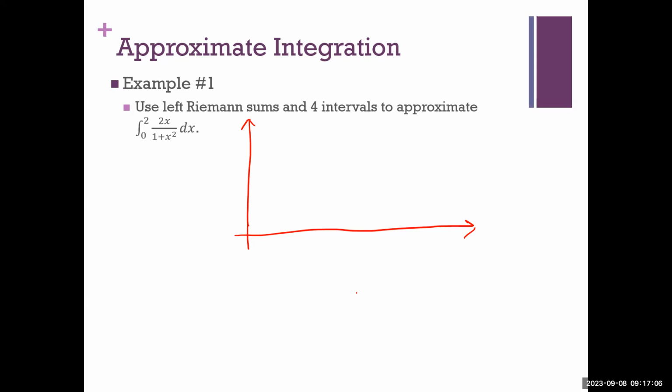So if I want to use four subintervals over this larger interval, where are those boundary lines going to be? 0 to 2 is the larger interval, right? The full interval I'm trying to integrate on. So I want to split this thing into 4 intervals. You need 2 minus 0 over 4. 2 minus 0 over 4 is going to give me what?